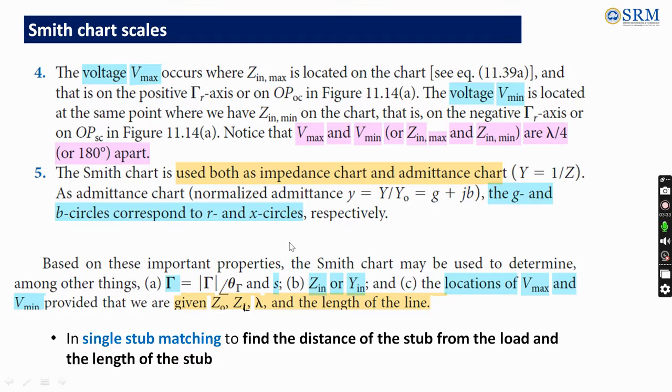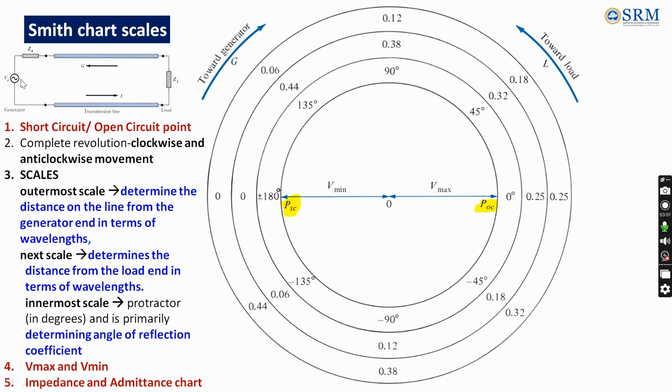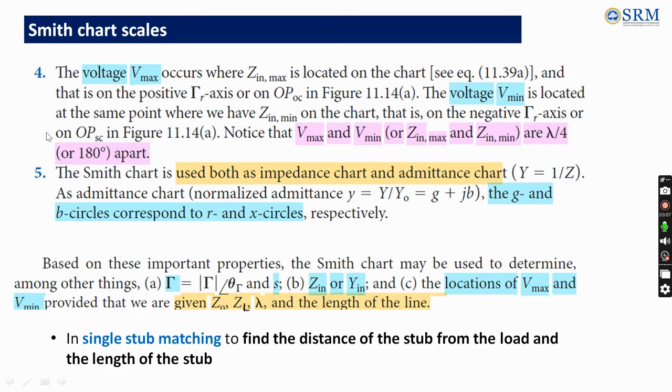So we can finally conclude that using the Smith chart, we can find the reflection coefficient, both magnitude and angle, the input impedance or input admittance, and the location of Vmax and Vmin, provided the characteristic impedance of the transmission line and the load impedance are given, and the length of the transmission line L and the wavelength are mentioned. If all these parameters are given, we can find these unknowns.